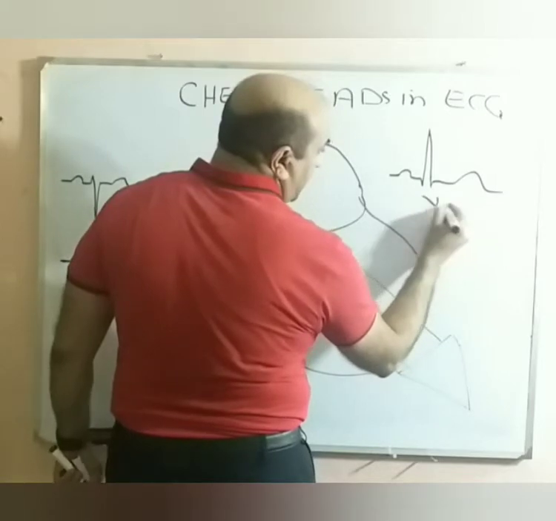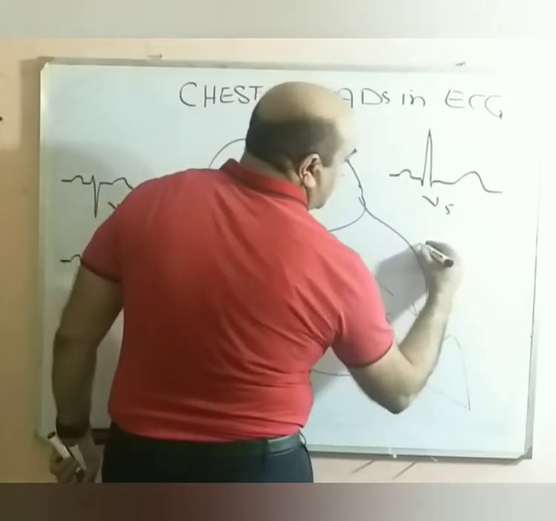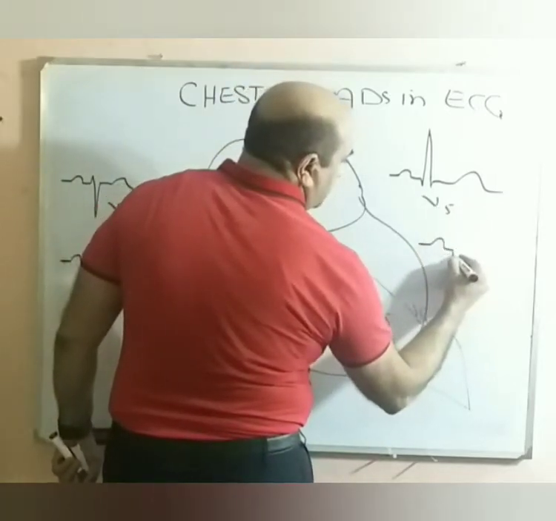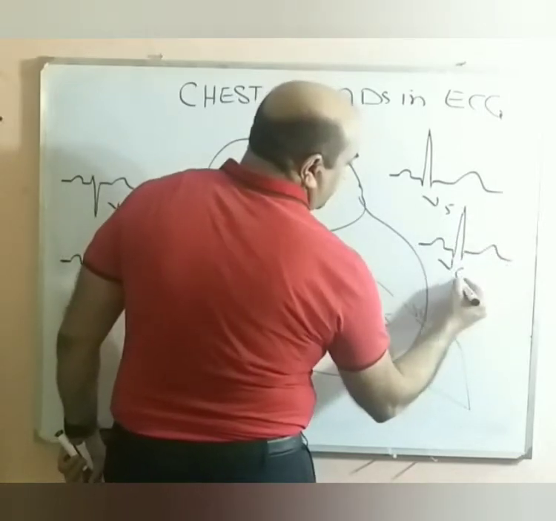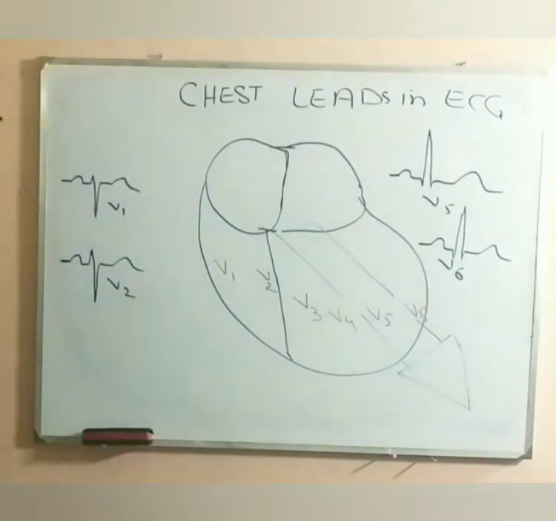So V5 and V6 are positive leads in the chest lead group, because the wave of depolarization is going towards them, but the wave of depolarization is going away from chest leads V1 and V2, so they are predominantly negative leads. But what about V3 and V4? They are located right in the middle of these two extremes.